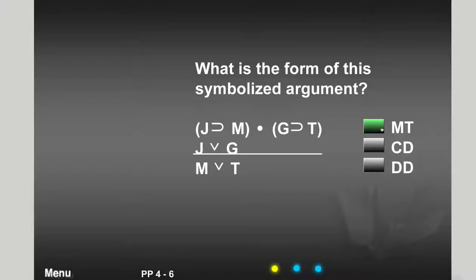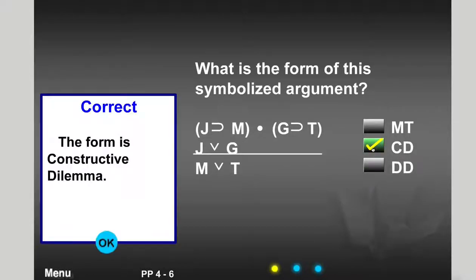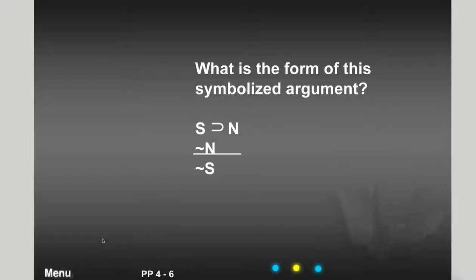Well, let's see. Is it modus tollens? No, we don't have a negation. Is it a constructive dilemma? Well, it does seem to be constructing, right? It's an and. Or destructive dilemma. Let's see if it's constructive dilemma. That's right. It's the constructive dilemma, the argument form that we've already seen.